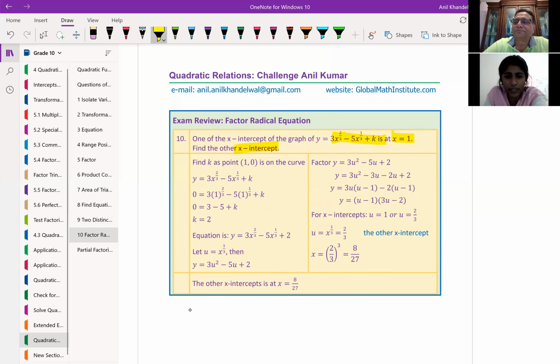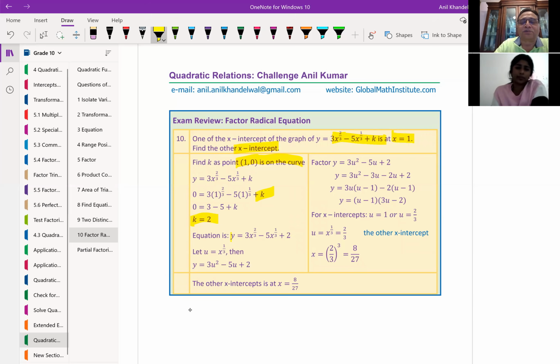Okay, so we got a point at x equals 1. Oh wait, no, it's one of the x-intercepts. So we know that point is (1, 0). Correct. Can we sub it into the equation? Yes, and find k. Sub in (1, 0) and find k. So once you find k, you have the equation.